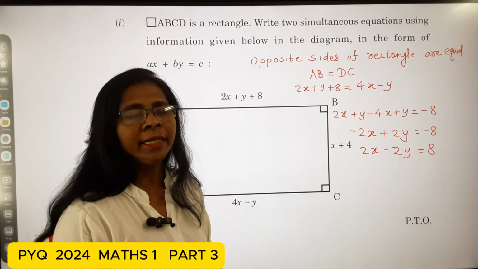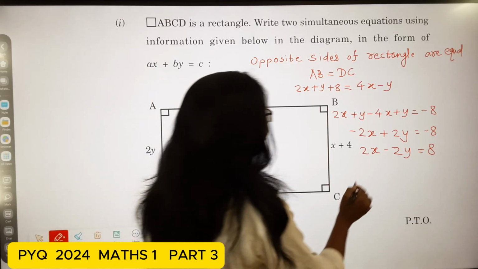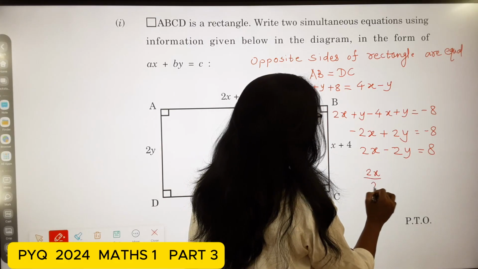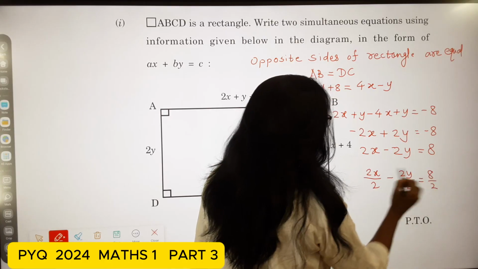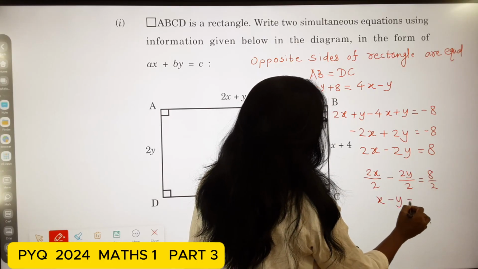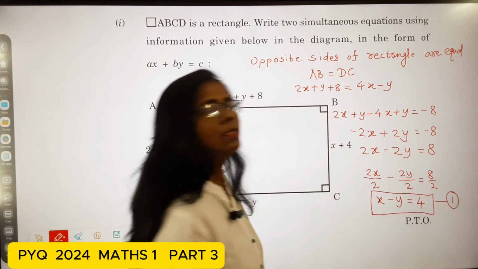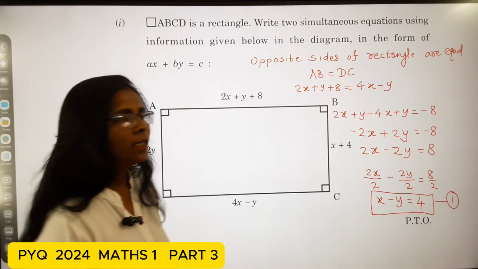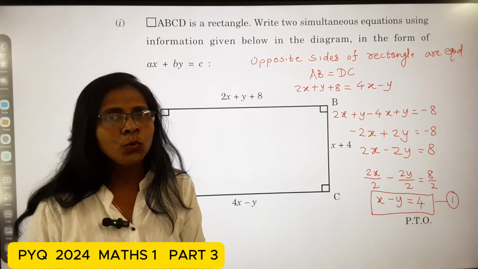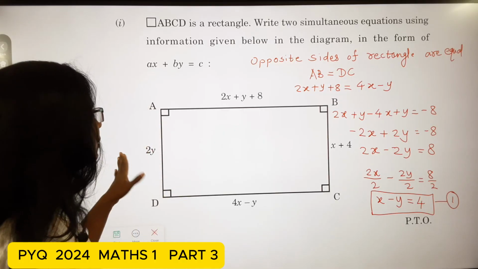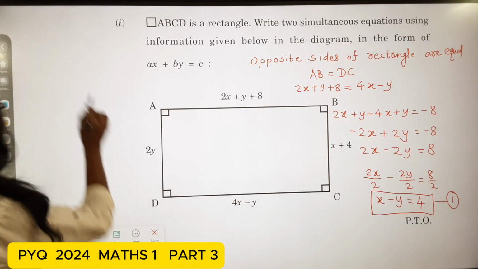So now we are dividing both the sides by 2. That means here 2x upon 2 minus 2y upon 2 is equal to 8 upon 2. So that means x minus y is equal to 4. Okay. So this one is the first simultaneous equation. That is coming from AB is equal to DC. Then now the next one, students, the next one is that the opposite sides of the rectangle are equal, and that sides are AD.